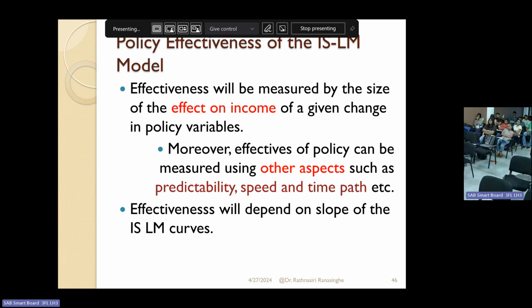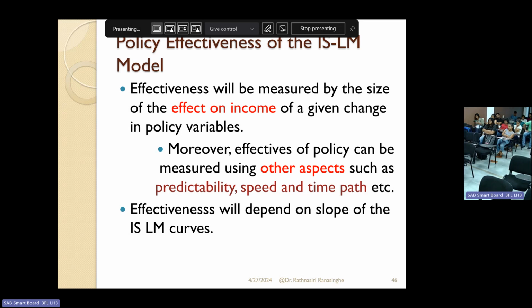Okay, so then I'm going to look at another aspect. These are the policy changes we look at, whether the fiscal policy or the monetary policy. What kind of changes can we see? How the equilibrium values change. We look at the change in income and the interest rate. By looking at the change in income, basically, you can identify the policy effectiveness.